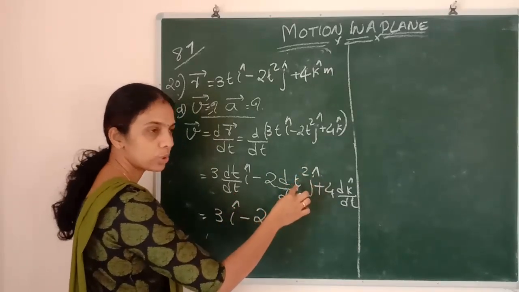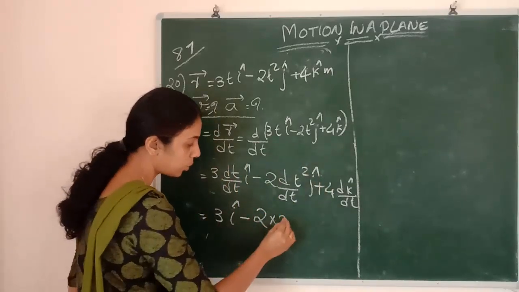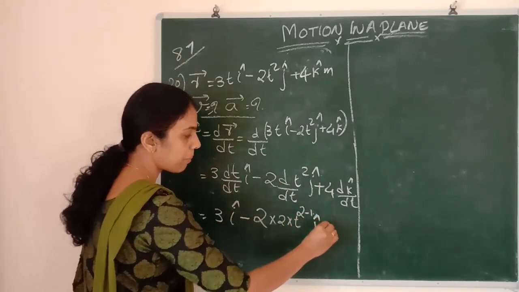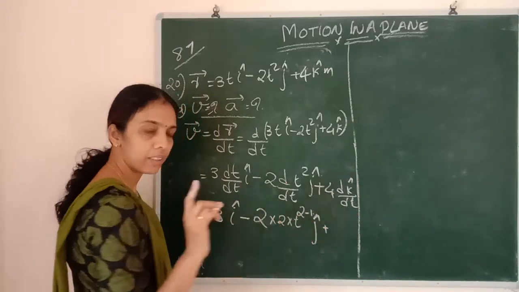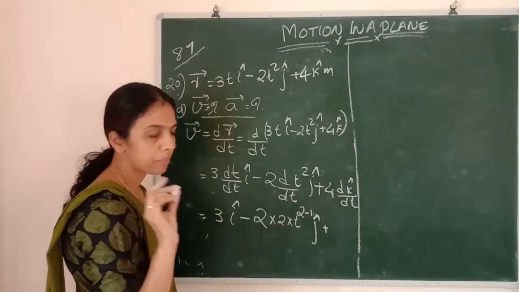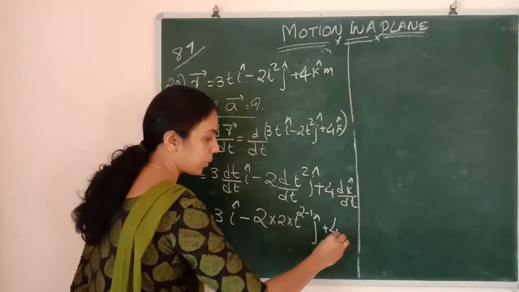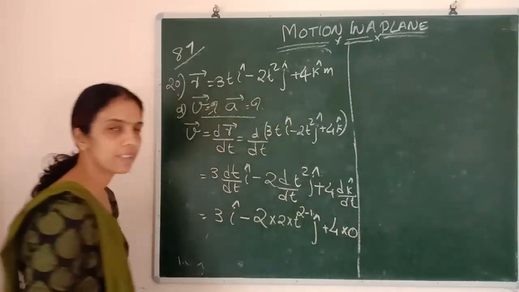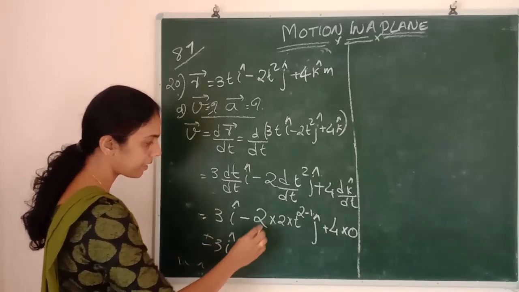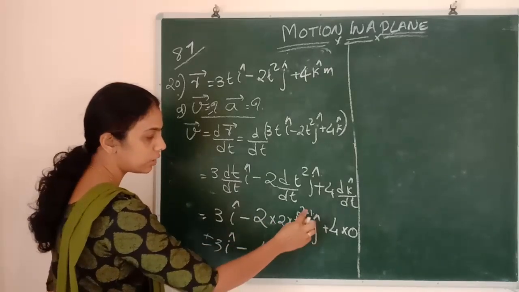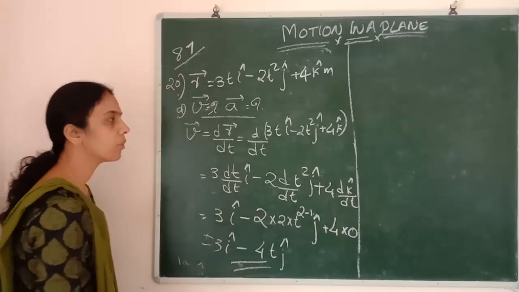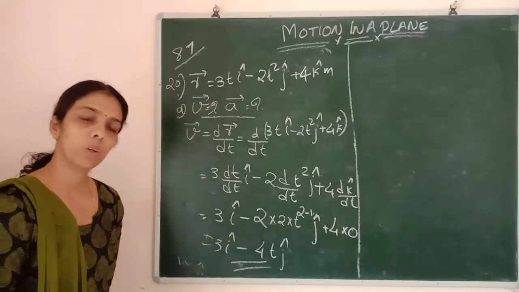n into x to the power n minus 1. So 2 into t to the power 2 minus 1 into j cap plus 4 into 1, simply if we are writing down k, what is the meaning of that? 1 into k cap. So d by dt of 1 is 0. The differential of a constant is equal to 0. So we are getting it as 3 i cap minus 4 t to the power 2 minus 1 is 1. 3 i cap minus 4t j cap. This is the velocity vector.